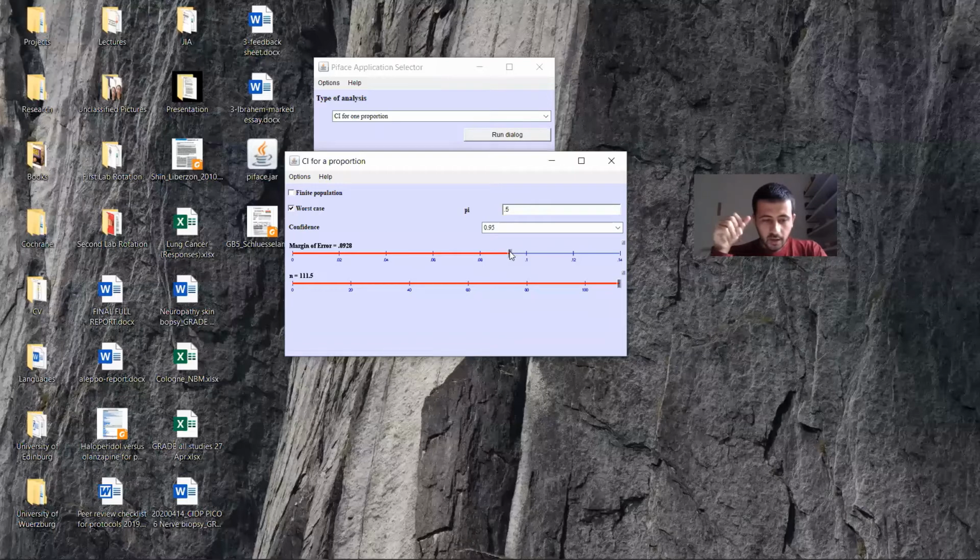If I tell you I have a proportion of 60%, okay? 60%, how do I type this? 0.6, okay? And I have a margin of error of 0.1, okay? Then you understand that I have 60%, and it is minus or plus 10%, okay? Is that clear? Yes.